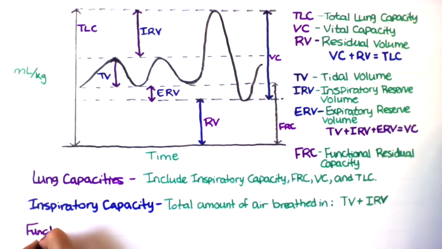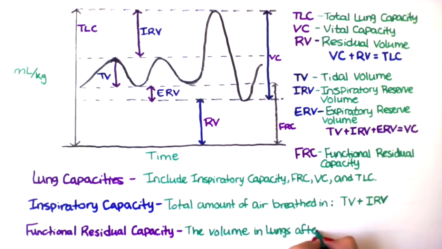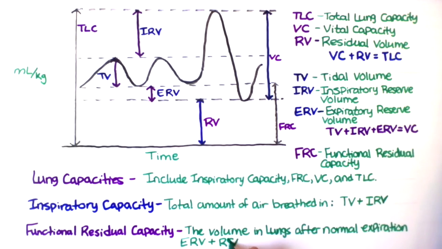And finally, going back to the functional residual capacity, this cannot be measured directly with spirometry because the residual volume, or RV, cannot be exhaled. The functional residual volume is measured indirectly using helium dilution or nitrogen washout. The functional residual volume includes expiratory reserve volume and the residual volume.